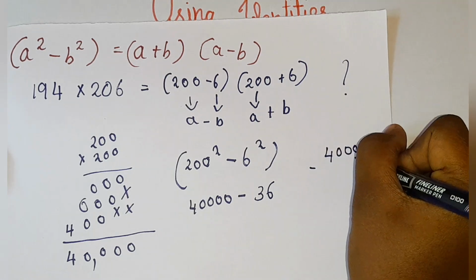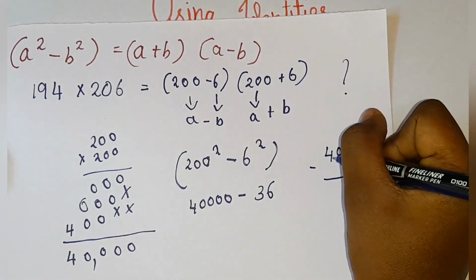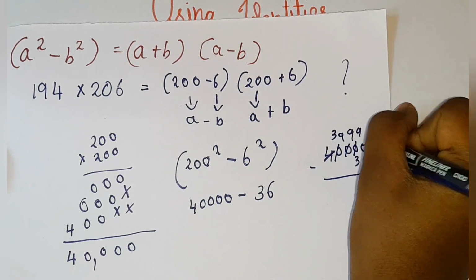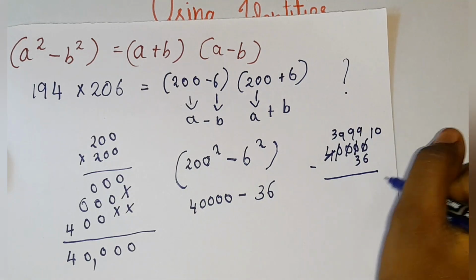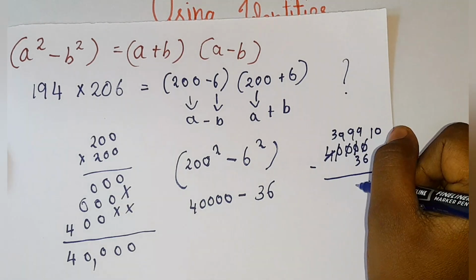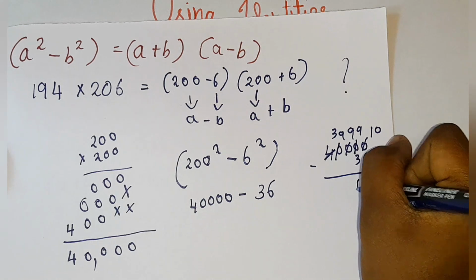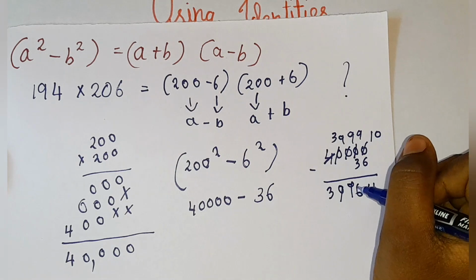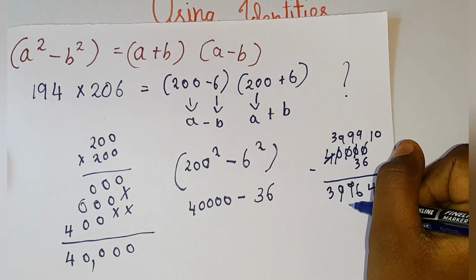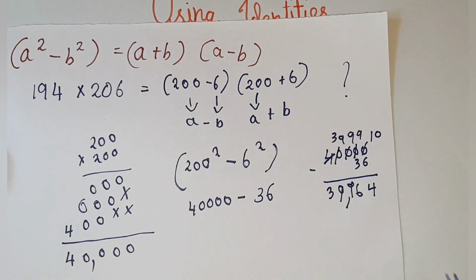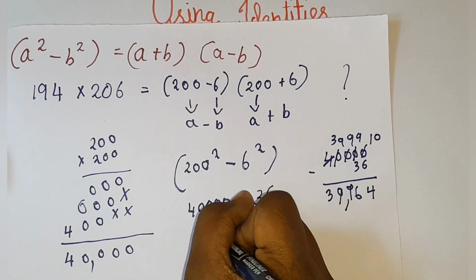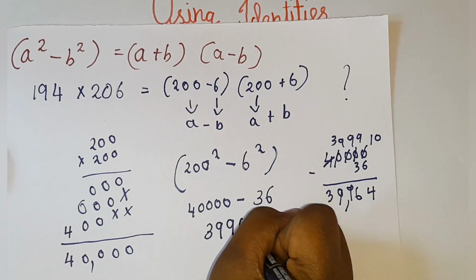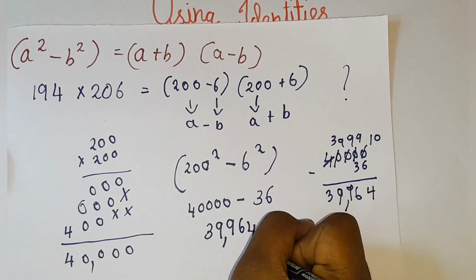minus 36. So 4 will become 3. This will become 9, 9, 9 and 10. So 10 minus 6 is 4. 9 minus 3 is 6. And here 9. Here also 9. And 3. Yeah. So now what's our answer? We have 39,964. Let me write 39,964. So this is our answer for this subdivision.